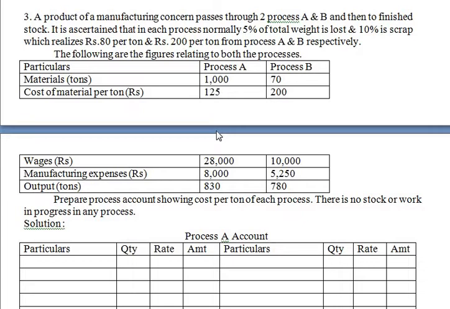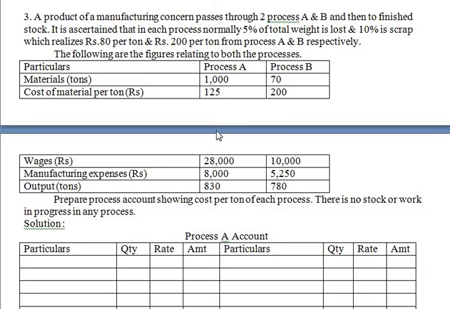Okay, now next line you will have to take down one chart. Particulars: process A, process B. Materials 1070. Cost of material per ton 125, 200. Wages 28,000, 10,000. Manufacturing expenses 8,000, then 5,000, 250. Then output 830, 780.